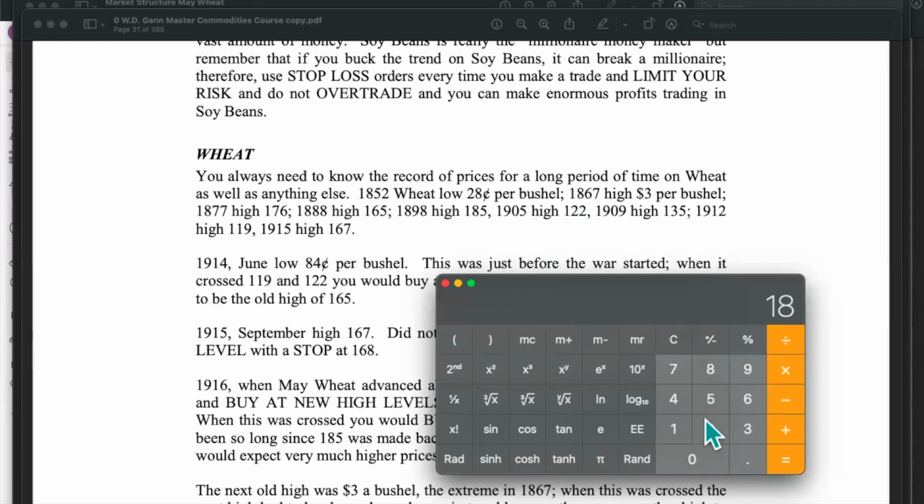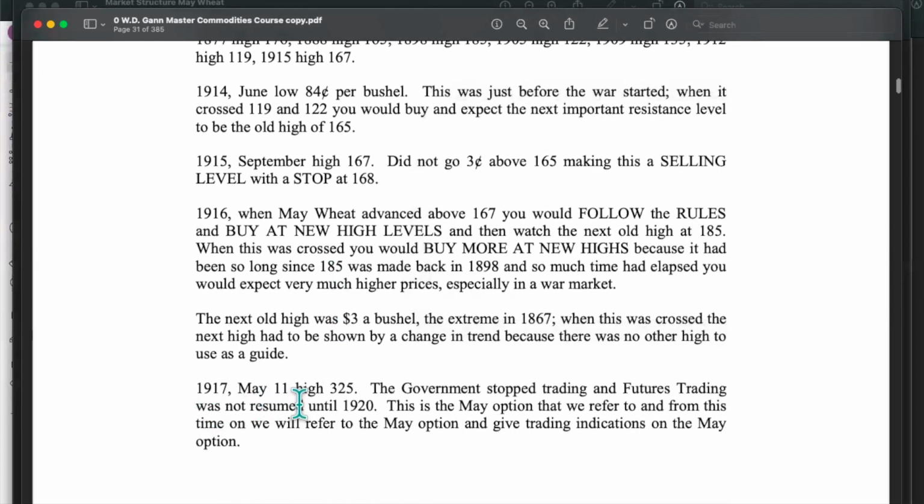Now from 1852, which is the first year which has been given, if we add 60 years, we get 1912. In 1912, we again got a high. So again, we can have a calculation for 60 years from 1852 onwards till 1912. Now, this is the third part where we have cycles of 15 years, 30 years, 60 years. Another interesting thing is if we have 1867 and we add 50 years to that, we get 1917. And in 1917, again, we had a top of 325.